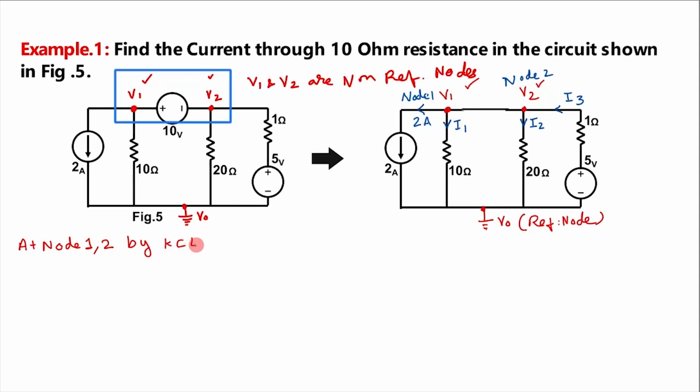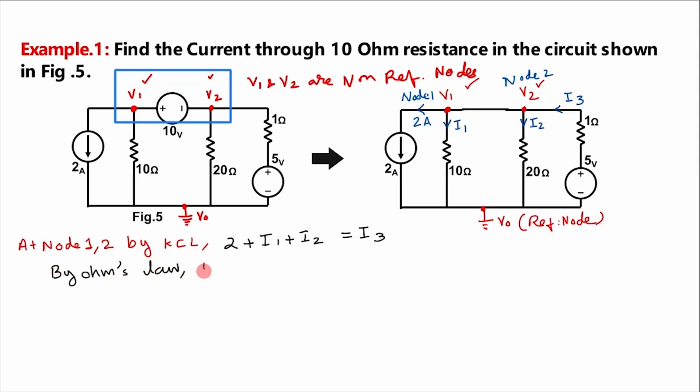Kirchhoff's current law, current arriving at a junction is equal to current leaving from the junction. That is, here I3 is coming towards the junction, while 2 ampere, I1 and I2 are going away from the junction. Therefore 2 plus I1 plus I2 is equal to I3.